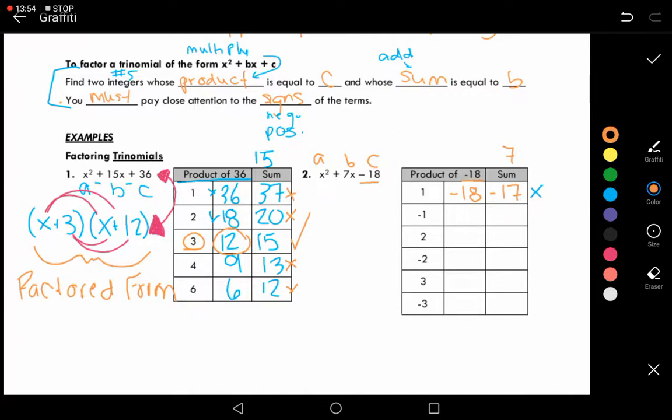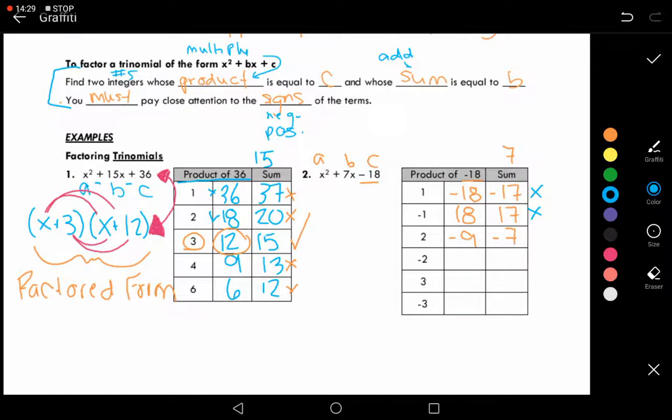Now I move on. Negative 18 divided by negative 1 is 18. Negative 1 plus 18 is 17. Again, that's not 7, so that can't be my factor. So I'm going to keep going. Negative 18 divided by 2. You can think of it in two ways: negative 18 divided by 2 equals what? Or 2 times what equals negative 18? The answer here would be negative 9. 2 times negative 9 is negative 18. 2 minus 9 is negative 7.